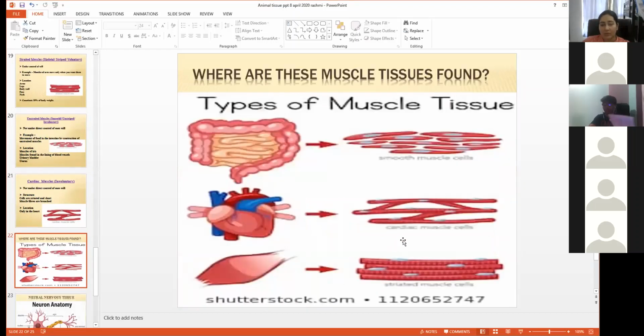Okay, so let us see where each is present. The smooth muscles are present in the intestine. The cardiac muscles are present only in the heart. And the striated muscles are present in the arms and in the legs.